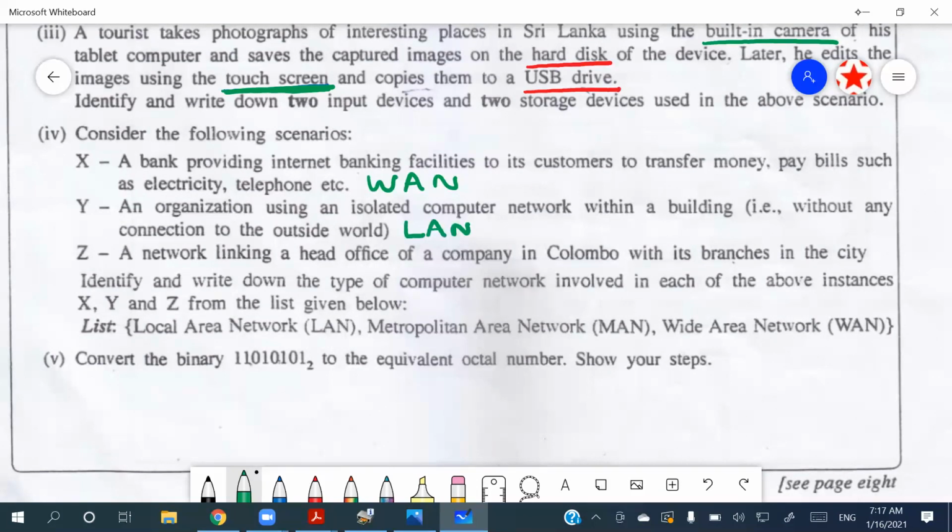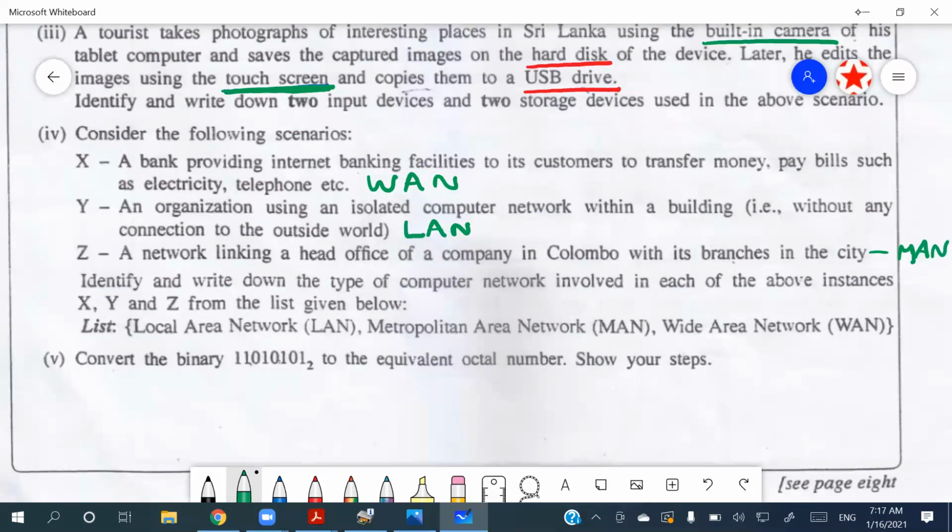And eventually, obviously, the last one is going to be the MAN, a network linking a head office of a company in Colombo with its branches in the city. Right, so a network linking head office of a company in Colombo with its branches in the city. So that means it is a MAN, which is bigger than the LAN, but smaller than the WAN.